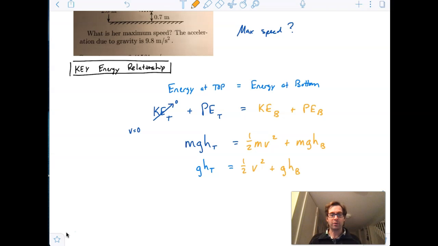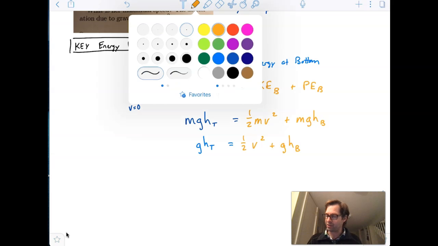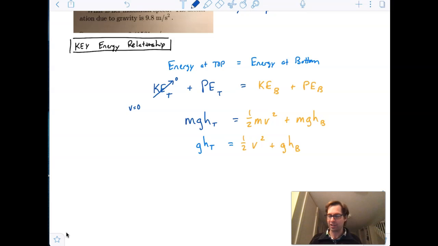All right, so from here I can work through and solve these out even a little bit more. So I'm going to rearrange this. So now my equation will look a little bit like this. I could plug numbers in at this point, or I could just continue algebraically. I'm going to go algebraically a little bit farther here, and I'm going to move this over to the other side. So I have g h_T minus g h_B equaling 1/2 v squared.